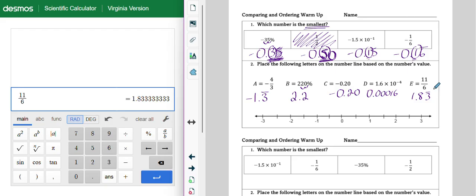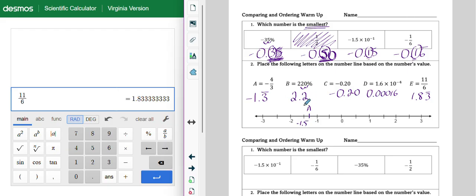Now I can take these and put them on the number line. So negative 1.3, that is a smaller number than negative 1. It's not quite as small as negative 1.5. I'm just looking at that 5 versus a 3. So it's a bigger number. That means it's to the right of negative 1.5. So A is going to be somewhere in between those two.